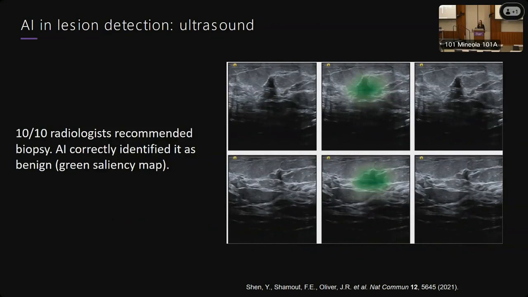This is what it looks like when we use AI in ultrasound. On the left, here's a mass seen on 2 views. Looks kind of irregular, and all of the radiologists said it needed a biopsy. But the AI covered it in this green cloud, which means it thinks it's benign. On the right image, if it had thought it was malignant, it would have a whole bunch of red spots on it, but it didn't. So the AI correctly identified this as a benign mass. This is a fibroadenoma, while to human eyes, it looks suspicious.